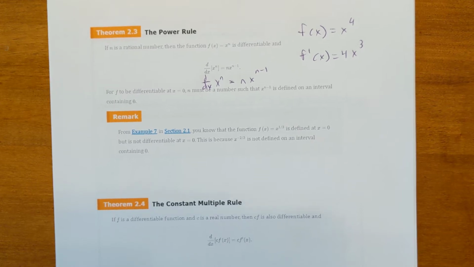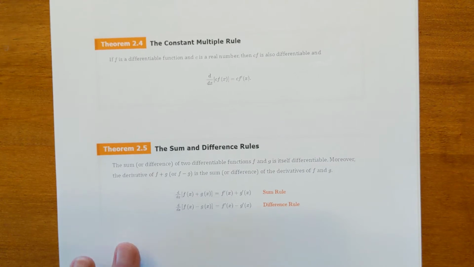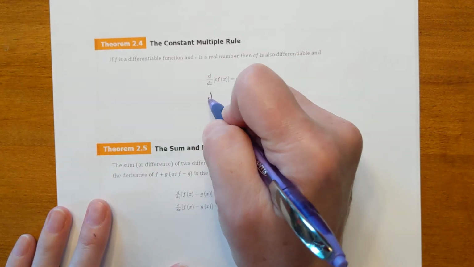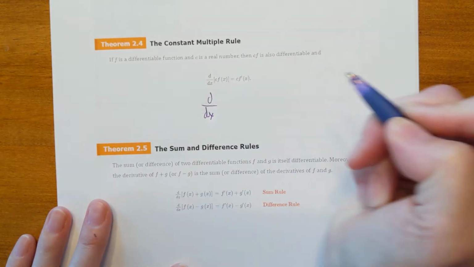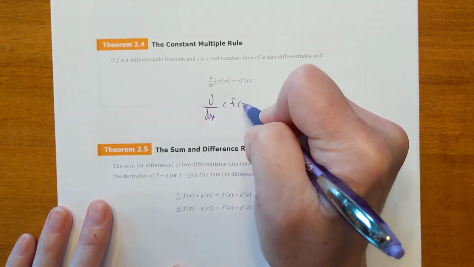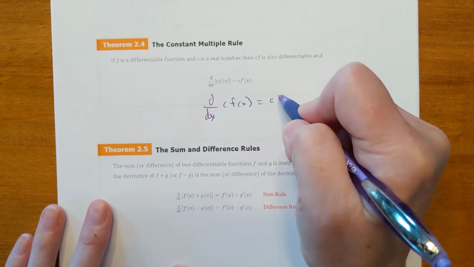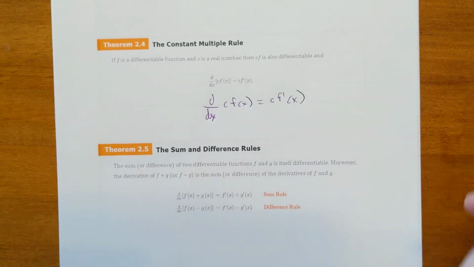Let's combine that now with the next one, the constant multiple rule. And you might think this is not that important, and you'll see on a couple problems, and I'll talk about it in future problems, but if you've got a c in front of a function that you're taking the derivative of, you can ignore the c, and you just take the derivative of the function itself.